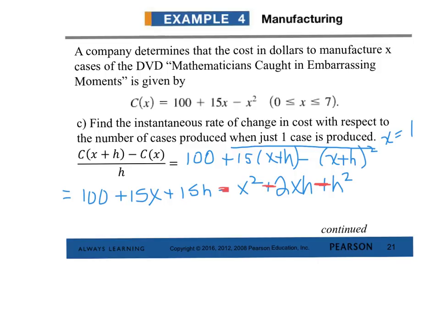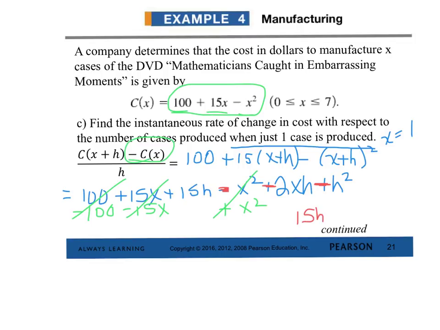But then from that expression, I am going to subtract c of x, which is this function here. So when I subtract that, I'm going to subtract 100. I'm going to subtract 15x. And I'm going to subtract negative x squared, which becomes positive x squared. And so what happens in the end result of that is that the 100s drop out, the 15x drops out, and the x squared drops out, and it leaves me with 15h minus 2xh minus h squared. And that's all going to be over h.